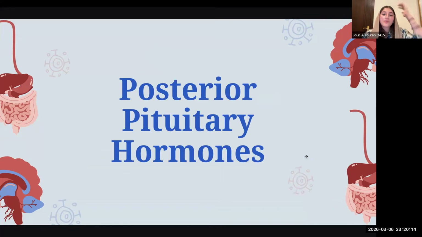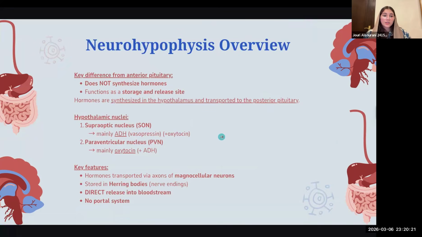Okay. And now for the last part, we're going to be looking at the posterior pituitary hormones. Just as a quick overview before we get into the individual hormones, the key difference between the posterior pituitary and the anterior pituitary is that the anterior pituitary synthesizes hormones. The posterior pituitary does not synthesize any hormones. All it does is it stores hormones that are made by the hypothalamus and then it releases them. That is the only thing that the posterior pituitary does.